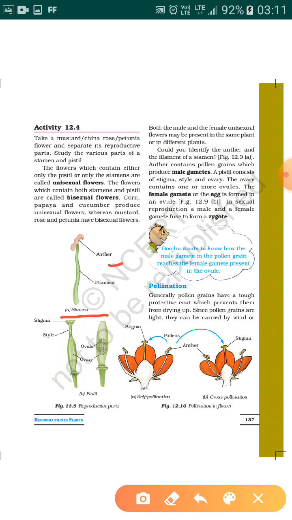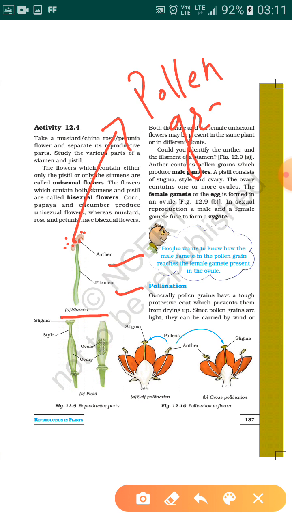It has got anther and filament. Anther has the male gamete, that is the pollen grains, inside it. So pollen grains, or the male gametes, are present inside the anther. Once the anther matures, it breaks open and releases the pollen grains into the environment, and this filament is a long tubular structure which holds the anther. Inside the anther, pollen grains are present.